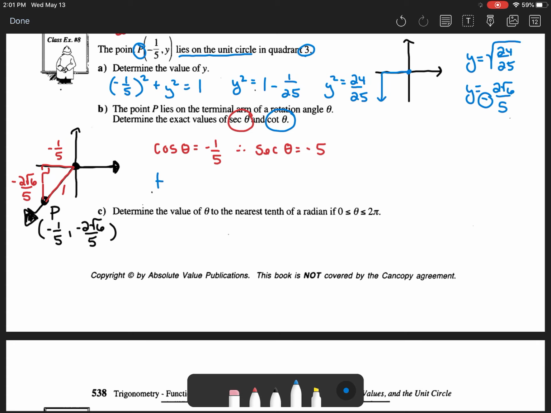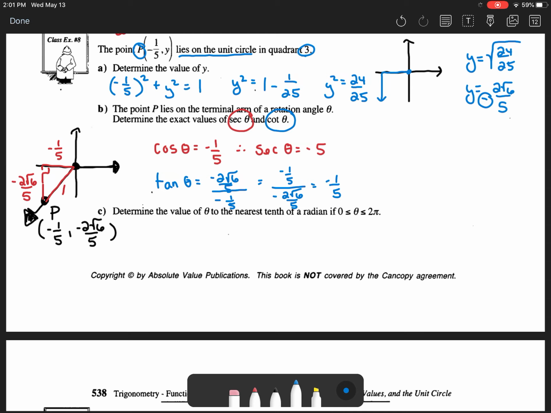Cotangent of theta is the reciprocal of tangent. So let's take a look at tan of theta. Tan of theta is going to be y over x. Tangent, when I look at it, is the y over the x. So that would be negative 2 root 6 over 5, all over negative 1 over 5, like so. So when I want cotangent, it's going to be the reciprocal of that. You're going to have negative 1 over 5 all over negative 2 root 6 over 5, the opposite of that.